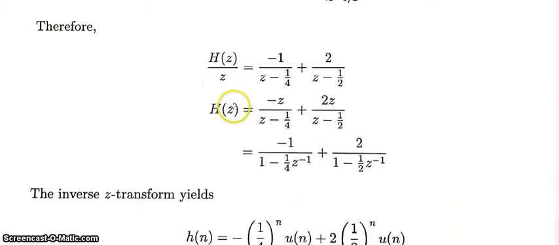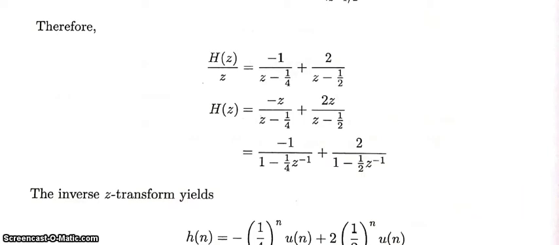Therefore H(z) by z can be written as minus 1 by (z minus 1/4) plus 2 by (z minus 1/2), and taking this z to the right, we get H(z) equals minus z by (z minus 1/4) plus 2z by (z minus 1/2). And when we take z outside the denominator term, the z in the numerator and the z taken outside the denominator cancel. Therefore what we get is this form, that is H(z) equals minus 1 divided by 1 minus 1/4 z inverse plus 2 divided by 1 minus 1/2 z inverse.